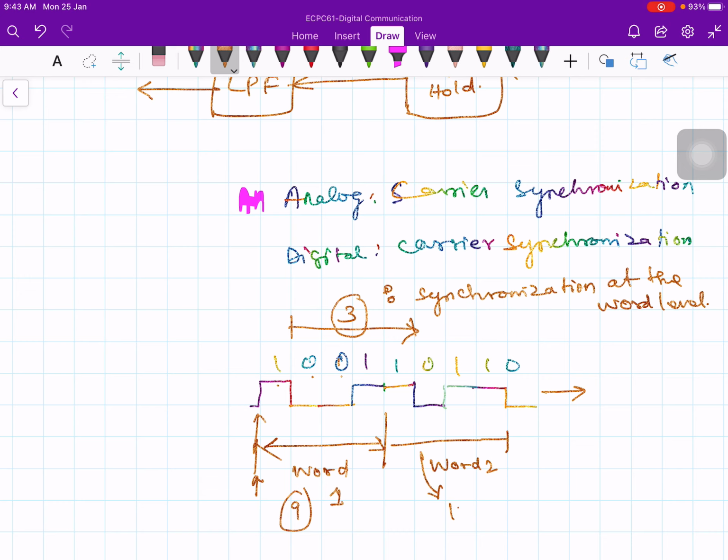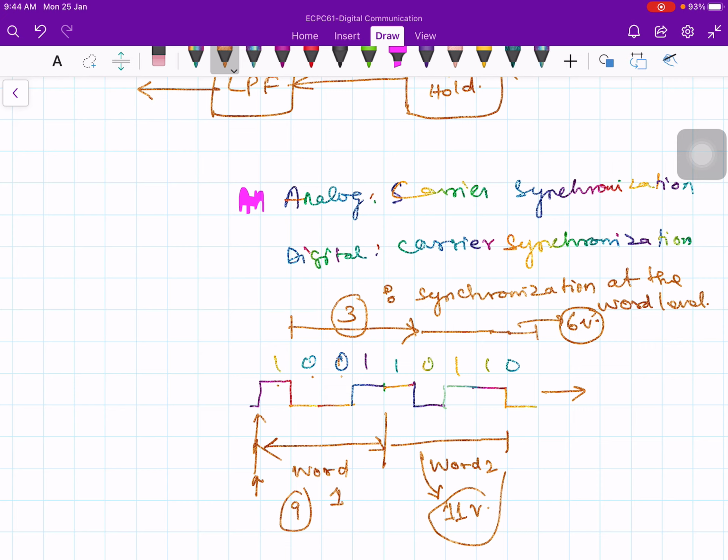And in this case, 1011 is 11, right? Code word 2 is 11 volts. But if you make some error, 0110, like this, 0110 is 6. So instead of 11 volts you are getting 6 volts. Therefore you need to know accurately at what point the code word starts and at what point the word ends.